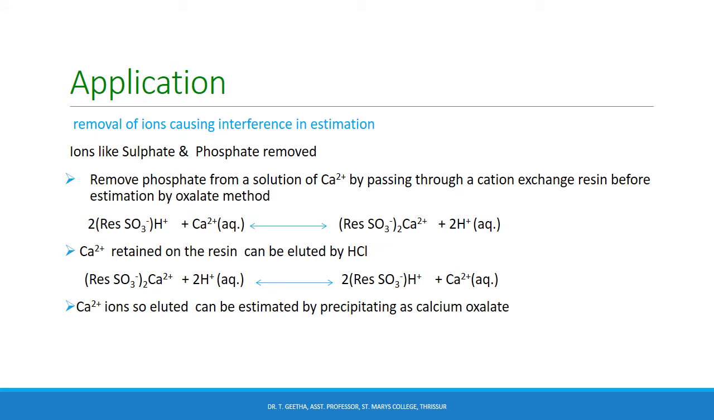To estimate calcium as calcium oxalate, it is necessary to remove any sulfate or phosphate ion present as impurities. In order to do this, the solution is passed through a cation exchange resin. The calcium ions are adsorbed on the resin, while interfering phosphate ions pass through the column undisturbed, and they are discarded. Afterwards, the calcium ions retained on the resin are eluted out by washing the resin with hydrochloric acid. The calcium ions, now free of the interfering phosphate, are collected and estimated by precipitating them out as calcium oxalate.